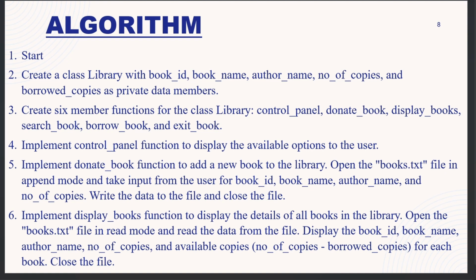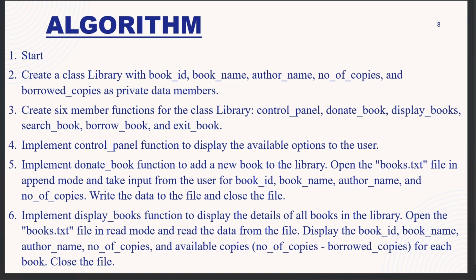The third function is the display function, which displays the details of all the books in the library. The function opens the book text file in read mode and reads data from the file. It then displays the book ID, book name, author name, and number of copies available for each book. The file is then closed.